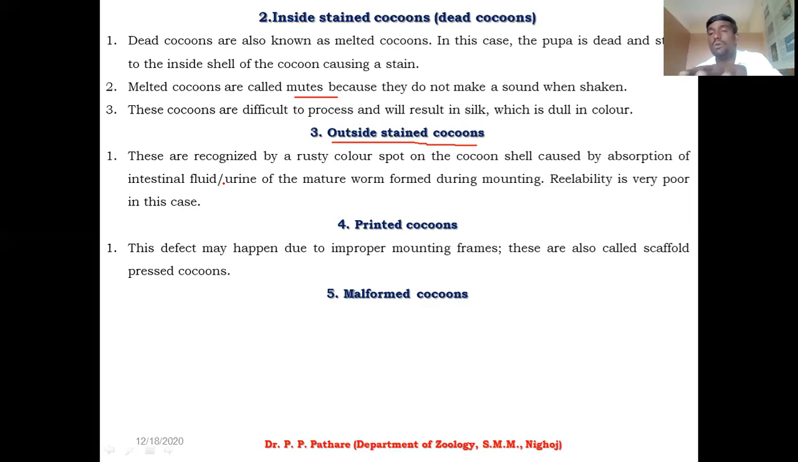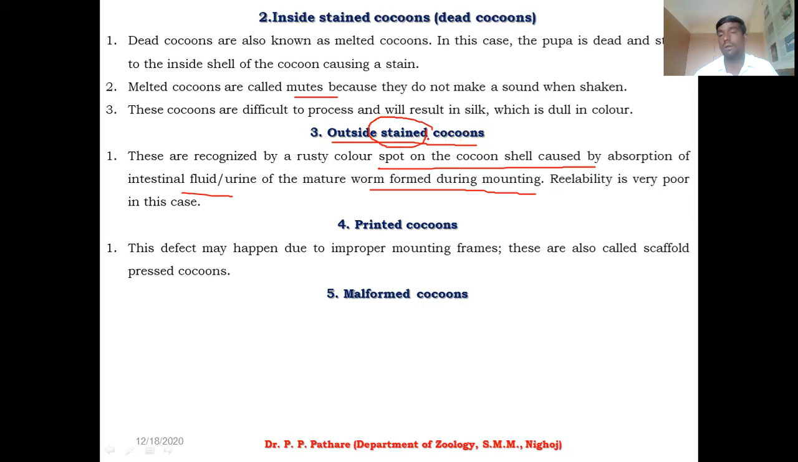At that time your cocoon absorbs the intestinal fluid or urine of matured worms during the molting. This urine or fluid has color, and this color is absorbed by the silk cocoon, because it is totally dry in nature after complete formation of the cocoon. So the silk is able to absorb this, and this color is attached on the outside of the cocoon. So it is called outside stained cocoon.